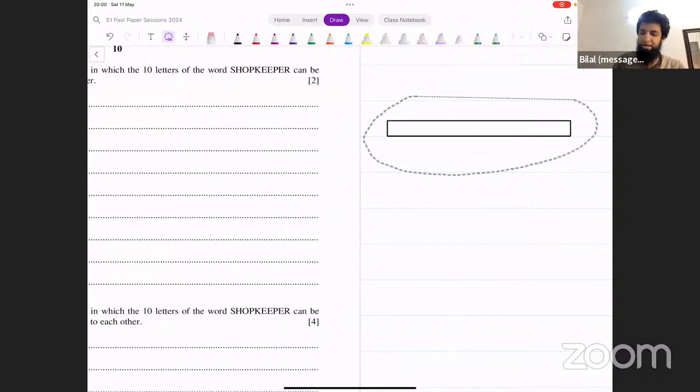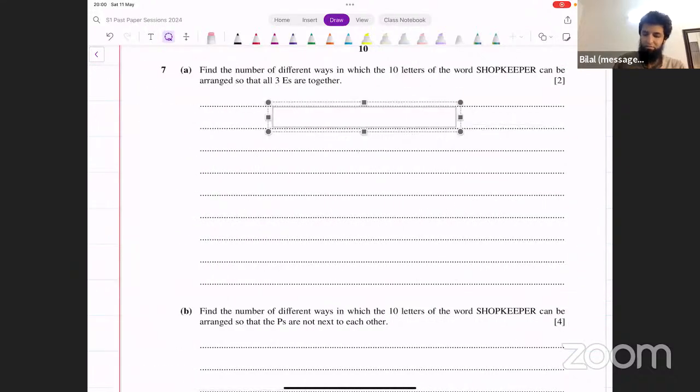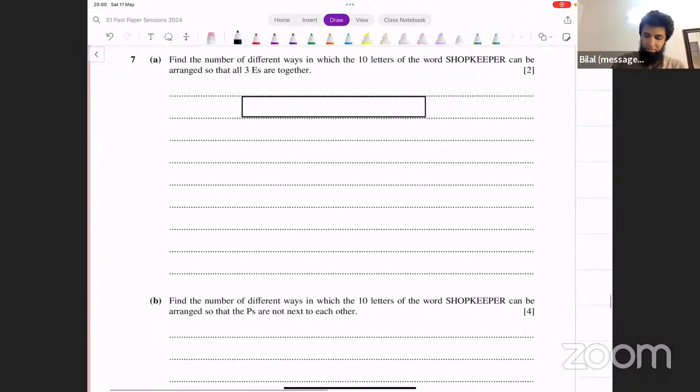We can use this boxes representation. We can say, okay, we have 10 letters in total. 10 letters means we would have 10 spaces or 10 boxes. This is what it would look like. We have 10 boxes for those 10 letters, but then the E's have to be together. What we do is we put the E's in one single box. We merge 3 boxes and put the E's in that big box. Okay, now what are the remaining letters? The remaining letters are S, H, O, P, K, P, R. These are the remaining letters.